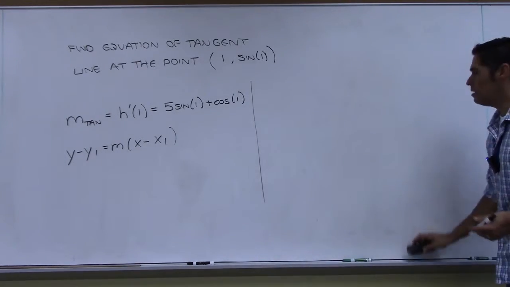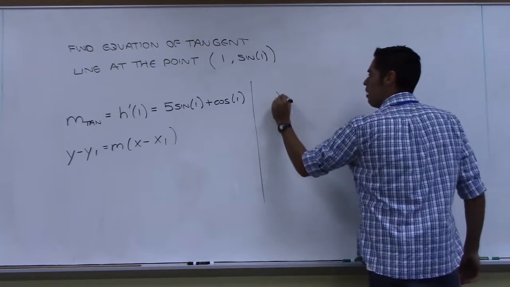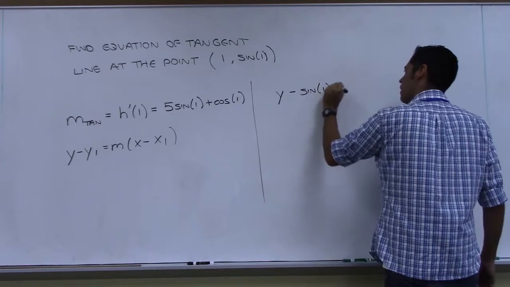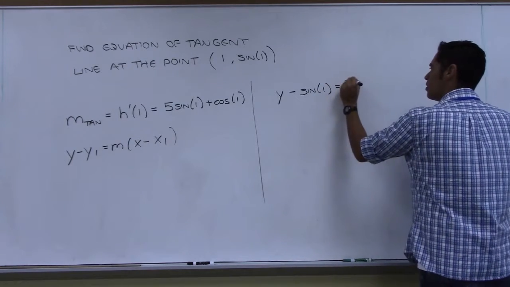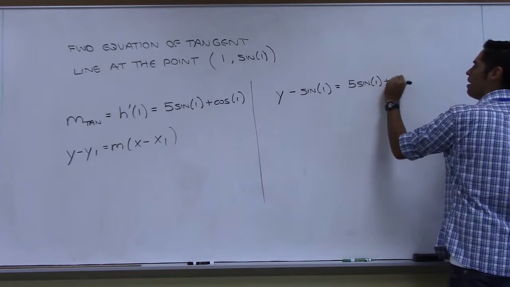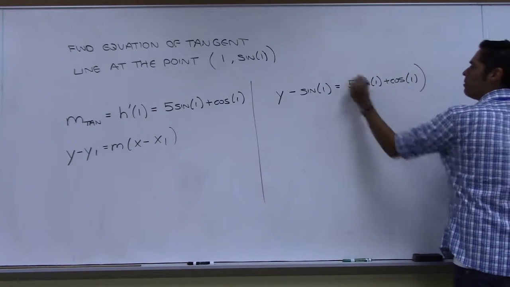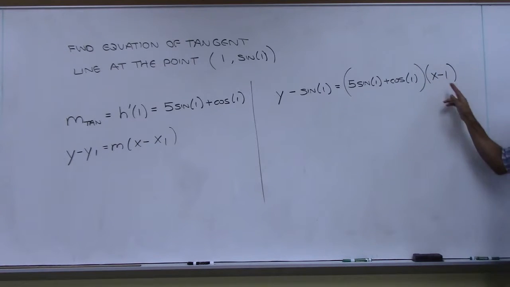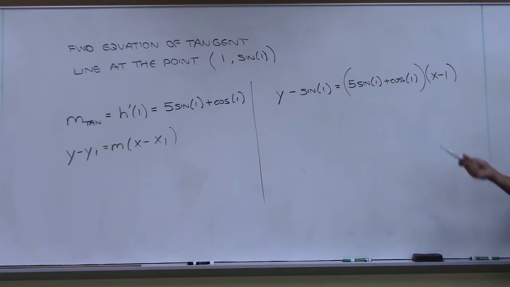The actual method. So y minus y1, sine of 1, equals m, which was 5 sine of 1 plus cosine of 1. And that's some number. That's an m. Then times x minus 1. I got kind of lucky there because x1 was 1. That's it.